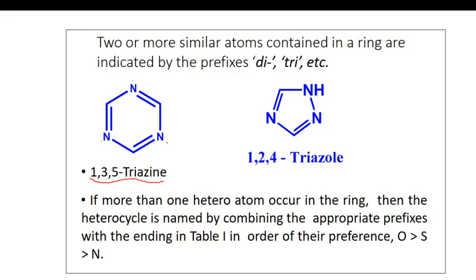If more than one heteroatom occurs in a ring, then the heterocycle is named by combining the appropriate prefixes with the endings in table 1 in the order of their preference. Oxygen is higher than sulfur, which is higher than nitrogen. So the priority order is oxygen first, then sulfur, then nitrogen.